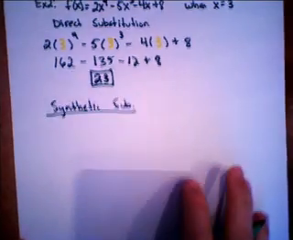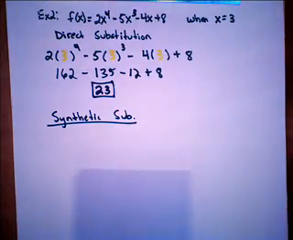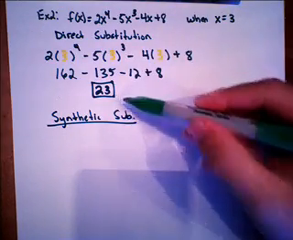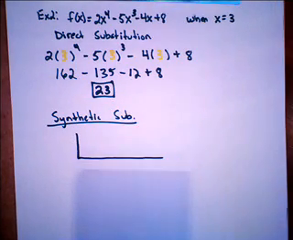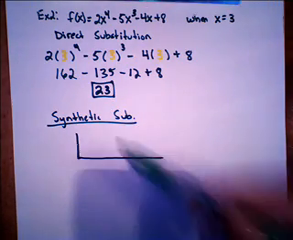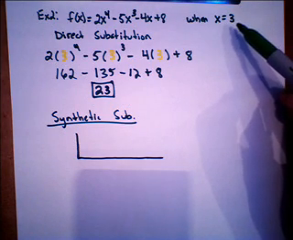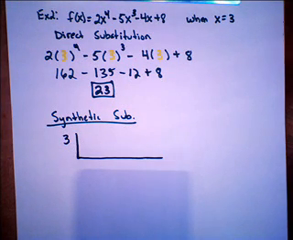So I'm going to scroll down here so you can see the example we just did, and we're going to use the same example, but we're going to do it synthetically, and we should get the same answer of 23. So here's how you set it up. You've got this little L-looking shape, and you're going to put whatever you're evaluating with over here on the outside. I'm evaluating when x is equal to 3.